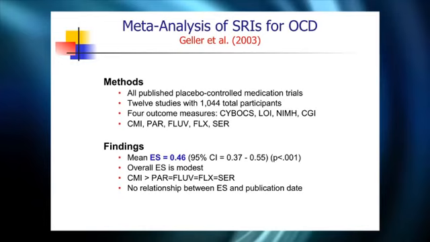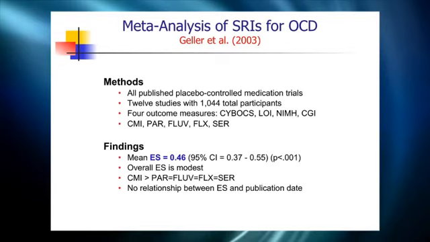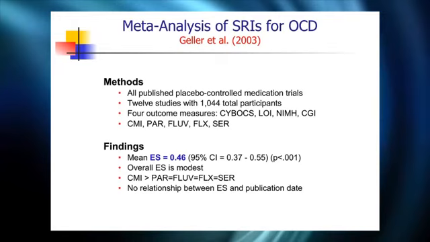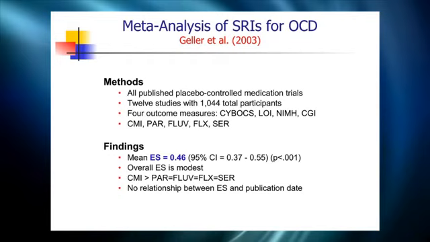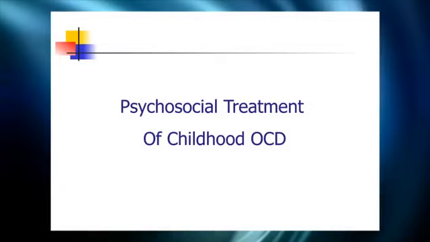And they found that all the medications were pretty similar with the exception of clomipramine, which tended to do better than the SSRIs. But clomipramine has a pretty negative side effect profile. So most of the other SSRIs now are really more commonly used. So meds are okay. They're not great on average. How does that compare to the psychosocial treatments?